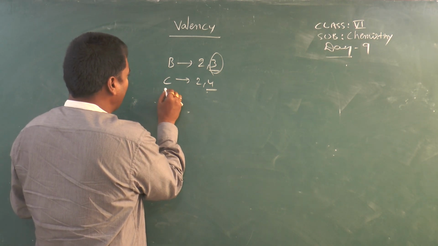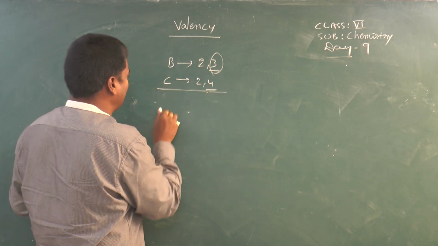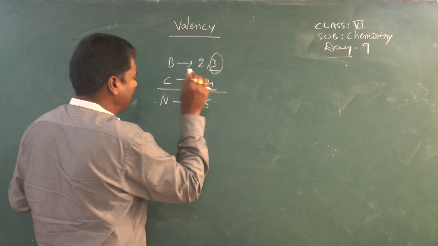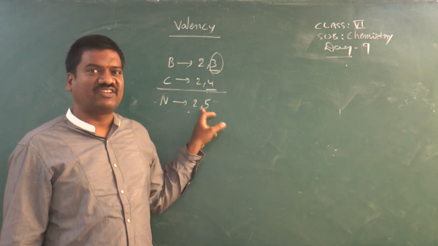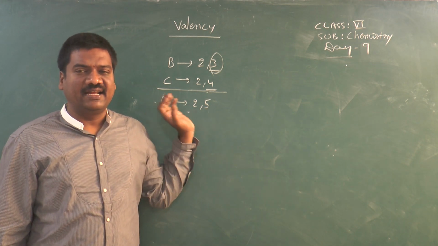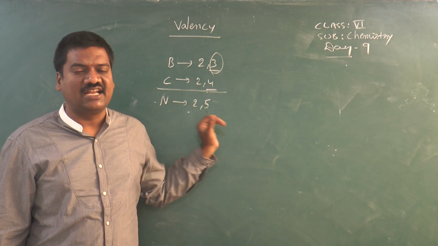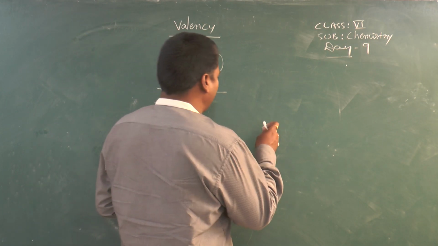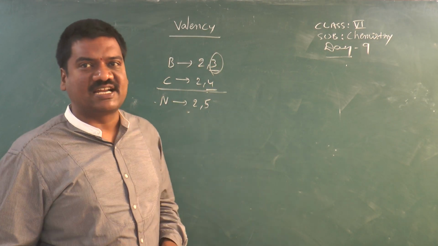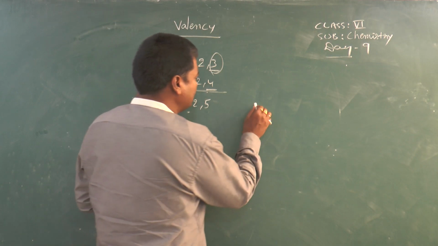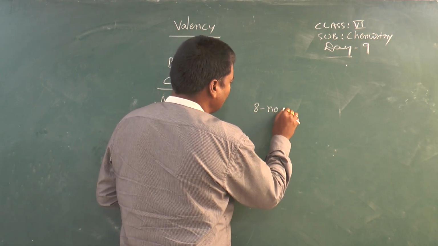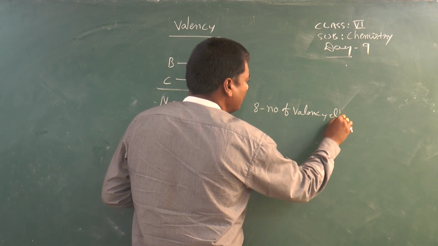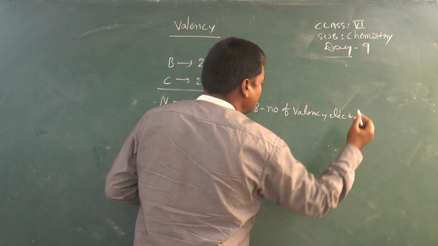But after the carbon atom, if you take the nitrogen atom, the electronic configuration is 2, 5, and the number of valency electrons is 5. But here valency is not equal to the number of valency electrons after 4 electrons. There is a small formula for finding the valency when more than 4 valency electrons are present in the valency shell: 8 minus the number of valency electrons.